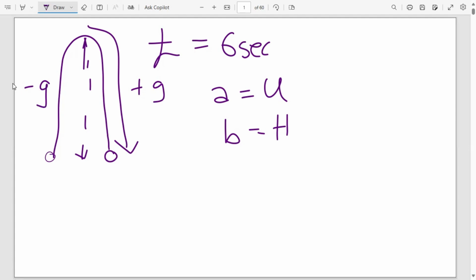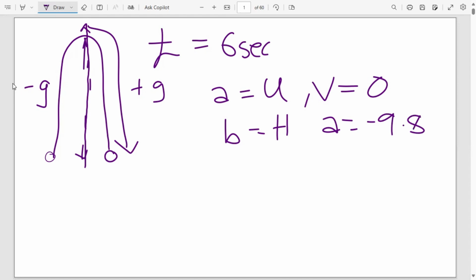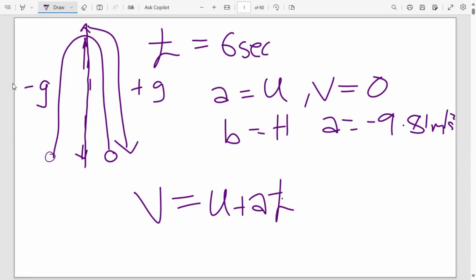I'm going to use the motion up to that point, up to the maximum height h. What do I know up to that maximum point h? What I know is that the final velocity at the maximum point is 0. What else do I know? I know to say acceleration is equal to negative 9.81 meters per second squared. So I'm going to introduce this equation to say final velocity is equal to u, which is initial velocity, plus acceleration multiplied by time.